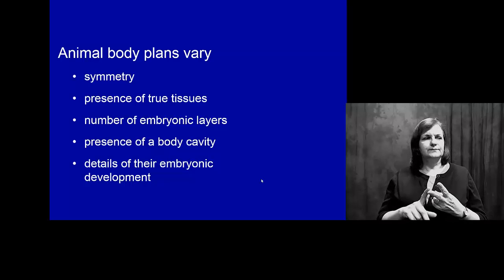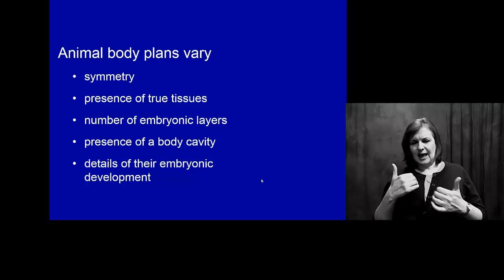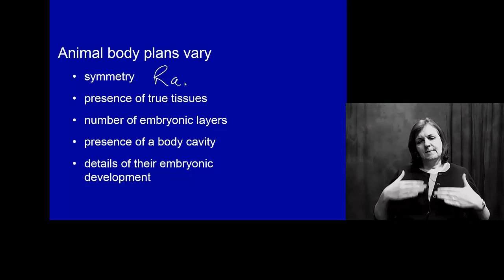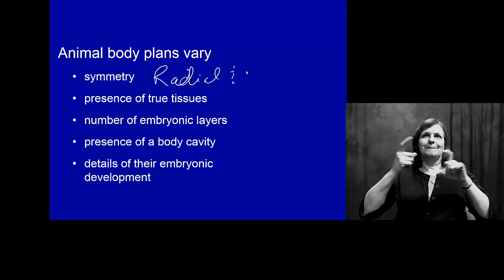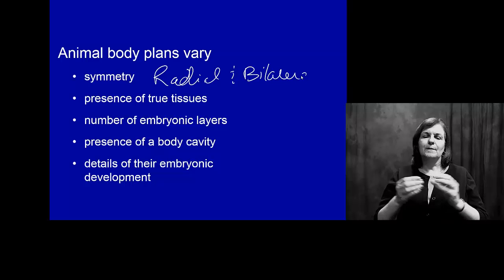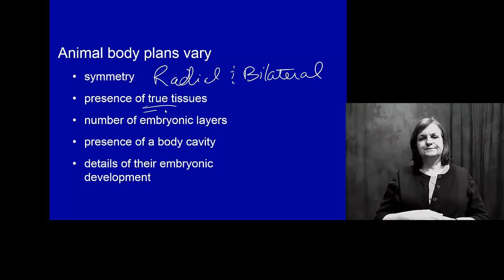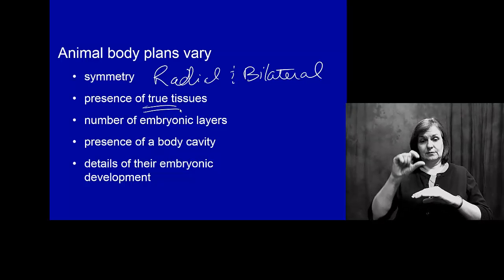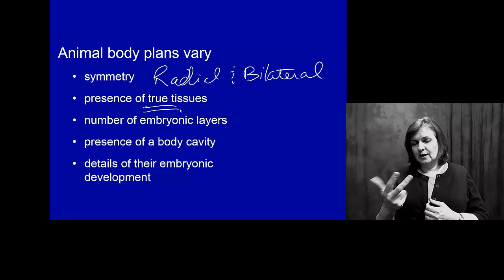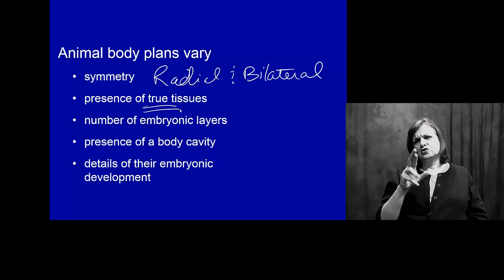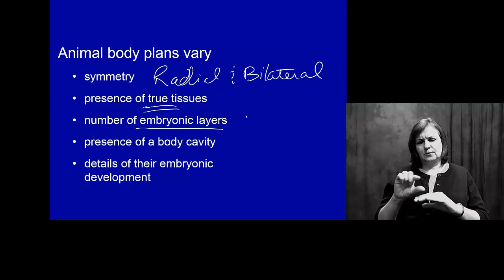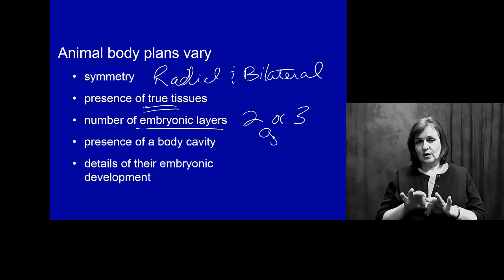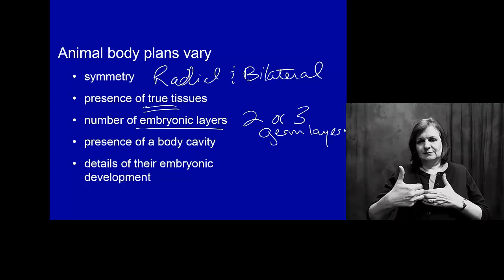So when we look at a body plan in an animal, we have to think about how it's divided out, so its symmetry, that radial and bilateral that I mentioned to you. We'll also look at whether or not these organisms actually have what we call true tissues, meaning that they're setting up higher complexity development so that they can be higher complex organisms in the long run. Number of embryonic layers, we'll look at whether an organism has 2 or 3 embryonic layers. We've talked about these before as germ layers.